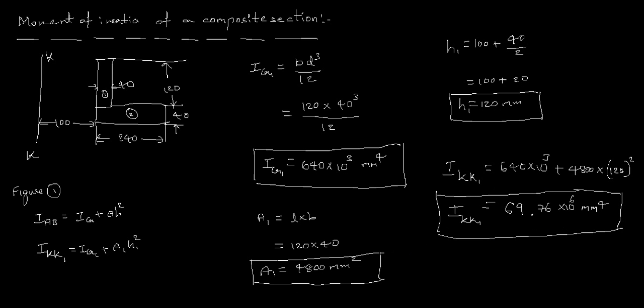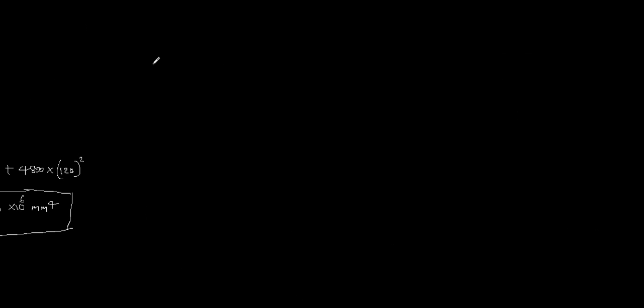Next we need to go for the second figure, the second rectangle. So consider figure 2, which is the second rectangle. Again we need to apply the same parallel axis theorem: Ikk2 is equal to the moment of inertia with respect to center of gravity Ig2 plus the area of the second rectangle A2 into the perpendicular distance between the axis and the center of gravity of the second rectangle, whole square. In this equation, first we need to find Ig2, the moment of inertia of the second rectangle with respect to the center of gravity, which is the same formula, bd cube by 12.